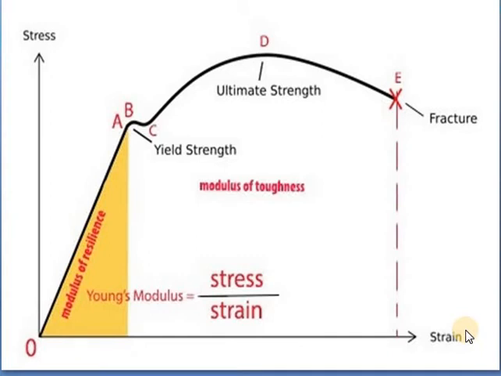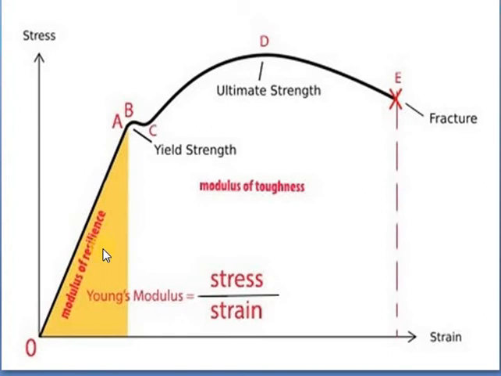Even though the nominal stress is decreasing, the actual stress, equal to the load divided by the actual cross-sectional area at the neck, will be continuously increasing. At the point E, the specimen breaks. The stress at this point is called breaking stress and the corresponding load is called the breaking load. The nature of fracture of mild steel will be in the form of cup and cone.